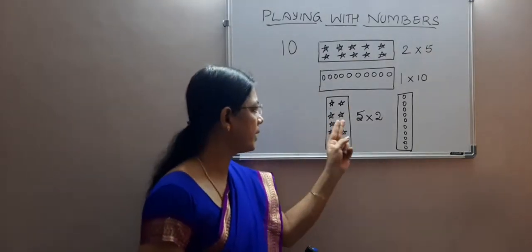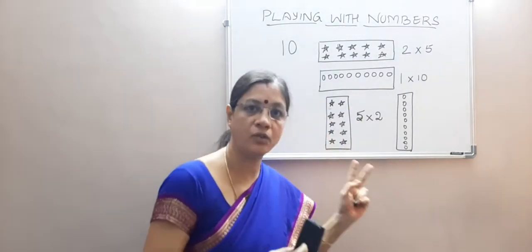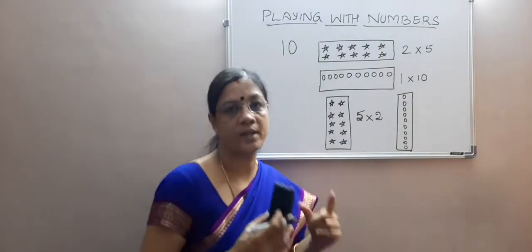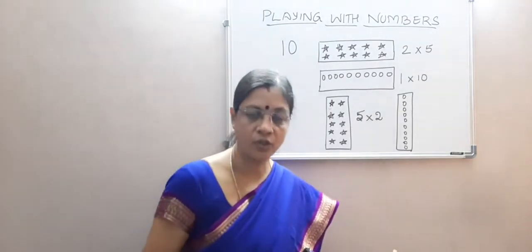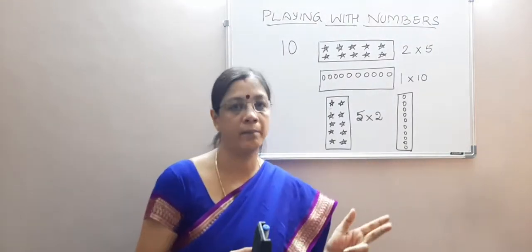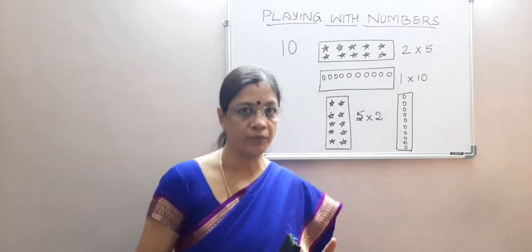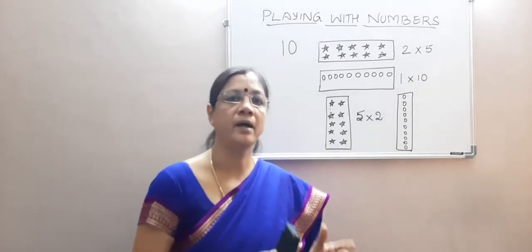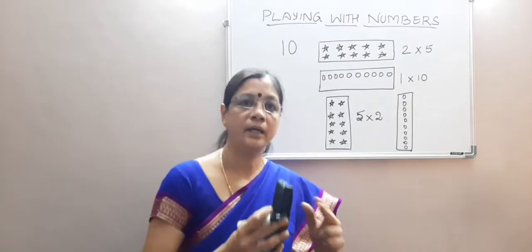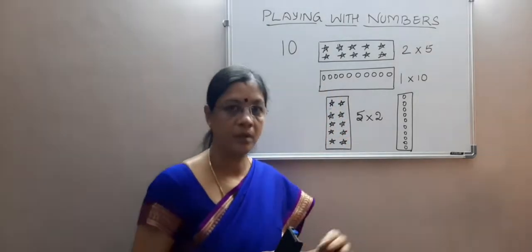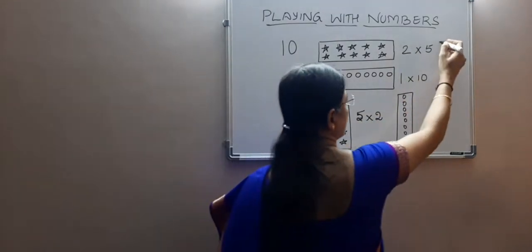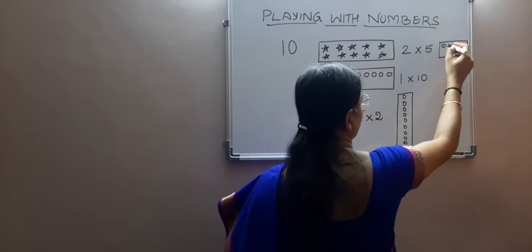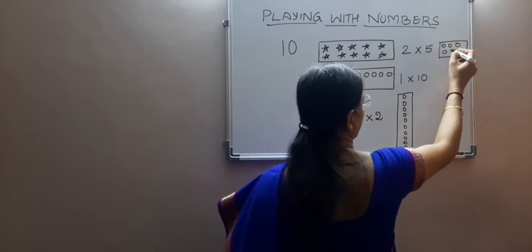Now here there are 5 rows and there are 2 stars in each row, and here there are 10 rows and there is only 1 circle in each row. So I arrange them in a particular fashion so that each row consists of an equal number of objects. So that is my motive. So what is the idea behind arranging objects in equal numbers in each row? So that I get to multiply 2 into 5. See, if I draw it like this, 1, 2, 3, 4, 5, 6, 7, 8, 9, 10.